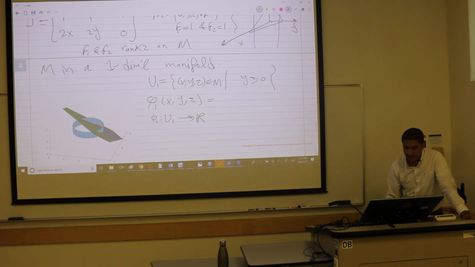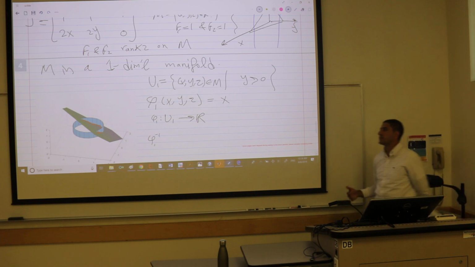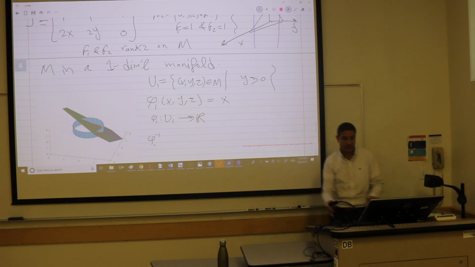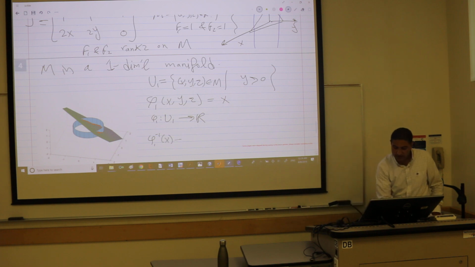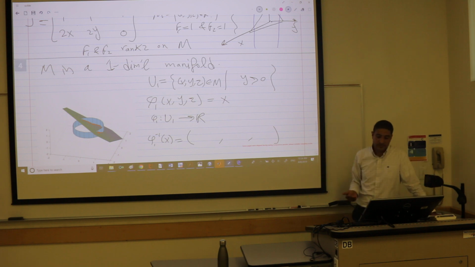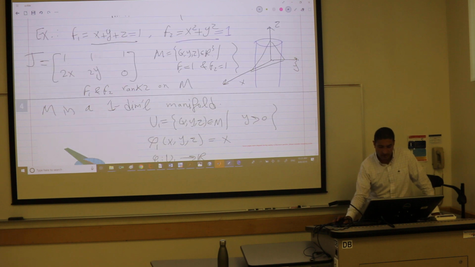Because it's a one-dimensional thing, you can project on anything. Project on some variable, you have x, y, z, project on, say, x, and then the inverse is how to recover y and z from x through the equations, right? That's it. So phi 1 will take x and should give me x, y, and z from the equations. So here's x. What's y? Well, I can get y from this equation, so it's square root 1 minus x squared.